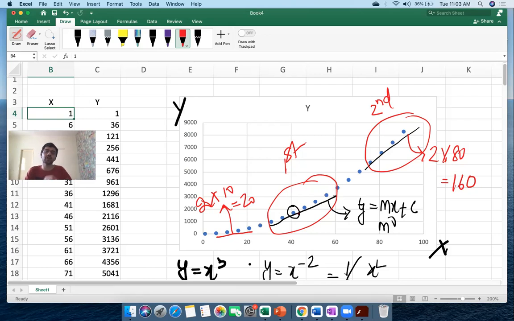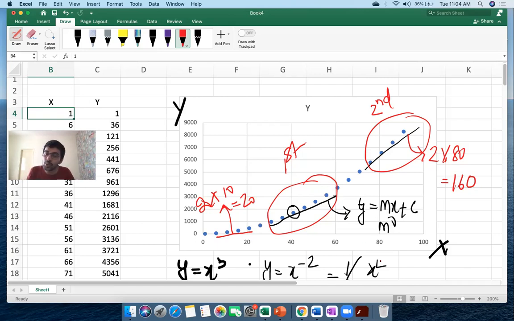That is 2 into 40, 80 units. Okay, I'll just repeat myself once again. If we are standing at x is equal to 40 and we are finding the slope as 80, then what it means is when x changes from 40 to 41, the value of y will increase by 80 units.